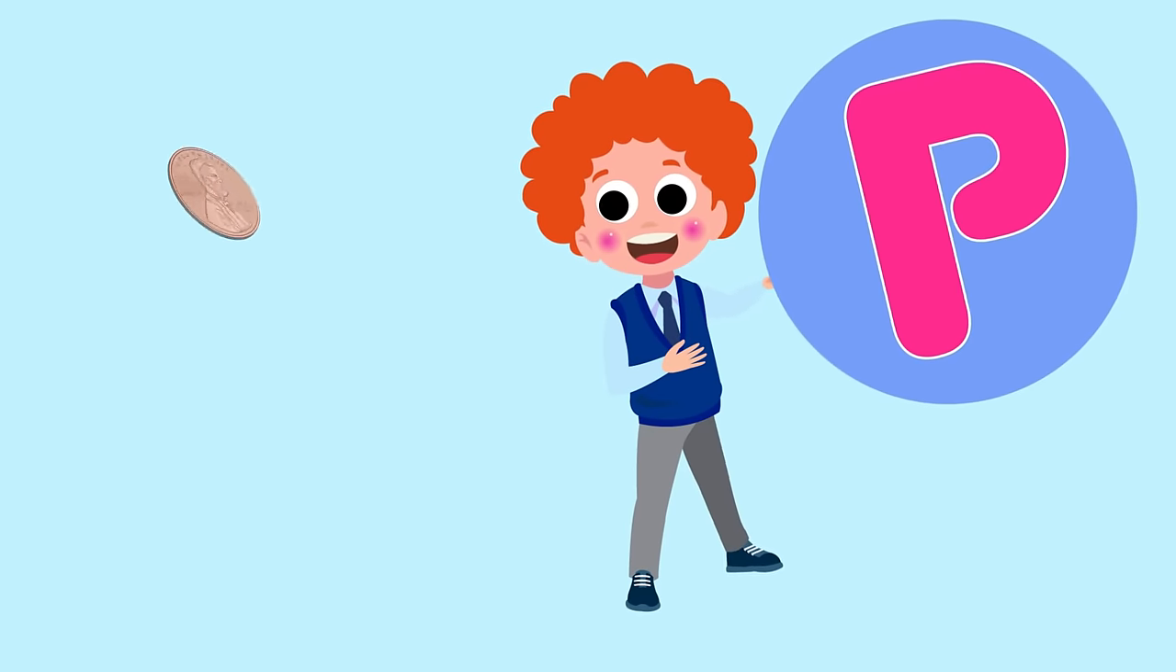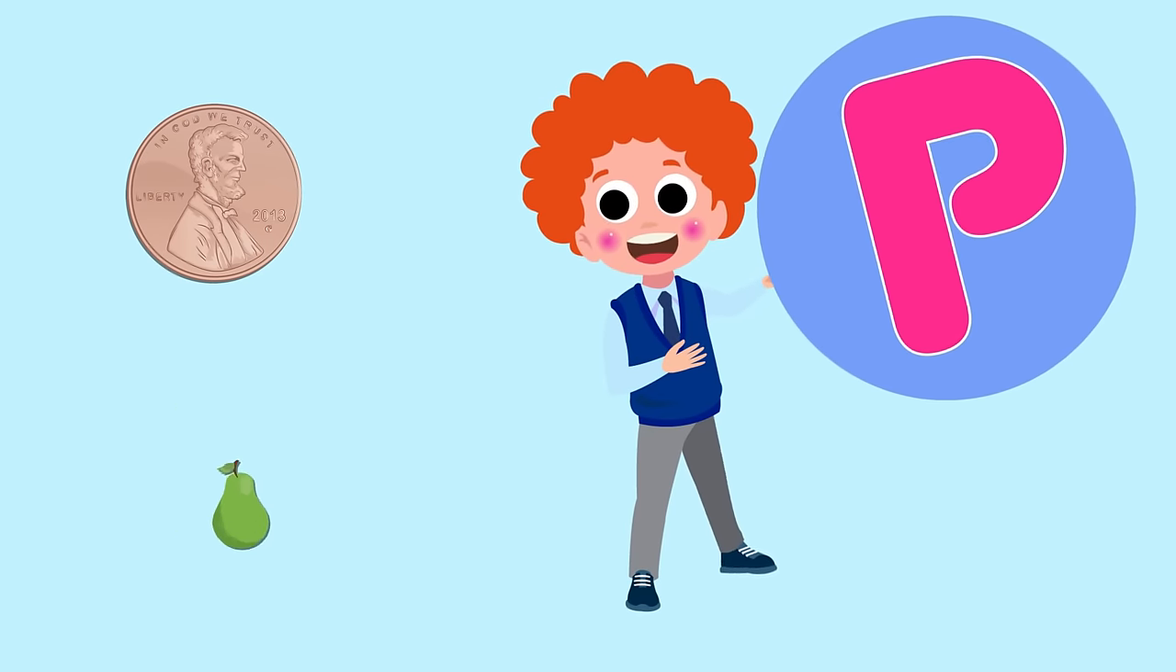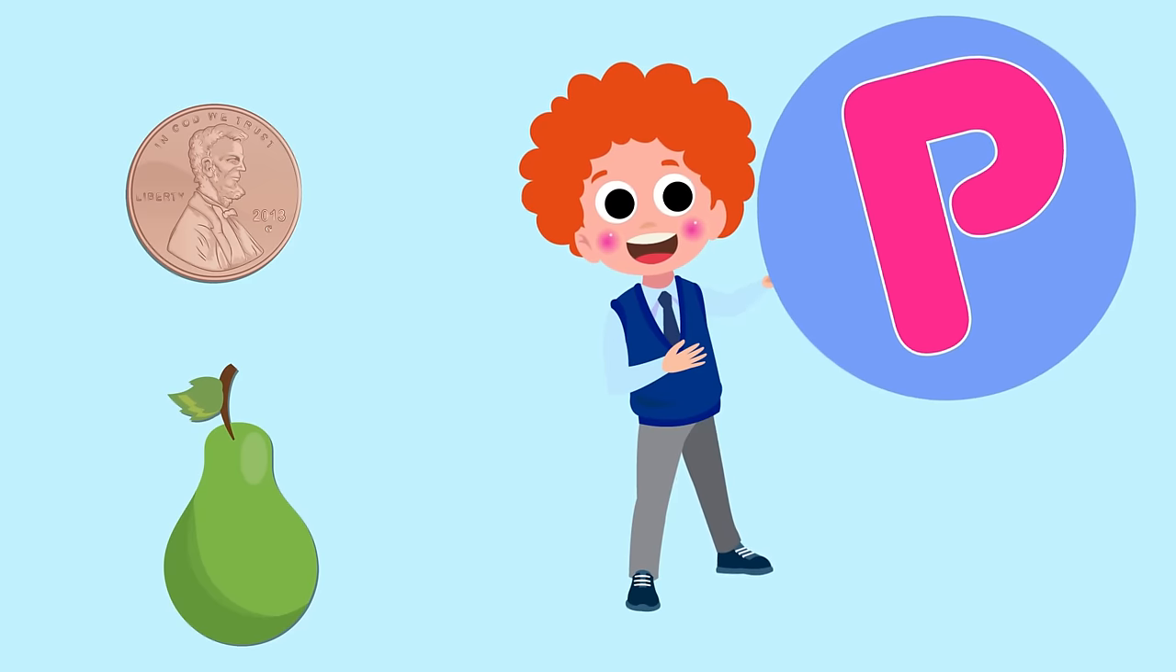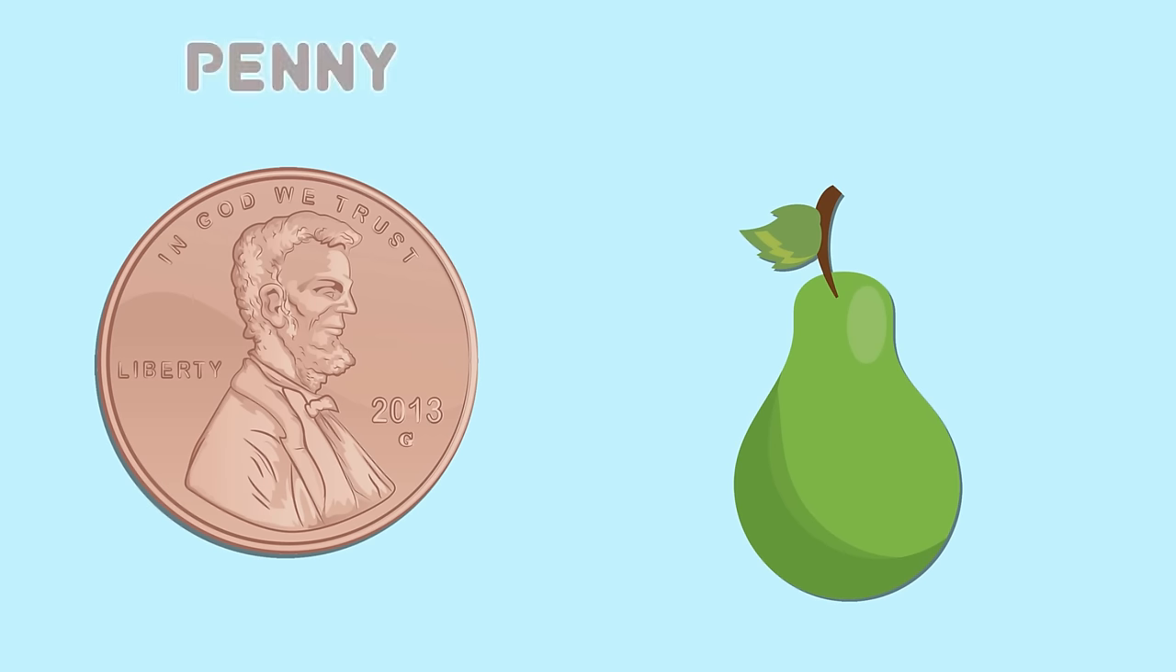P is for penny. P, p, penny. P is for pear. P, p, pear. P is for p, p, p, p, penny. P is for p, p, p, p, pack.